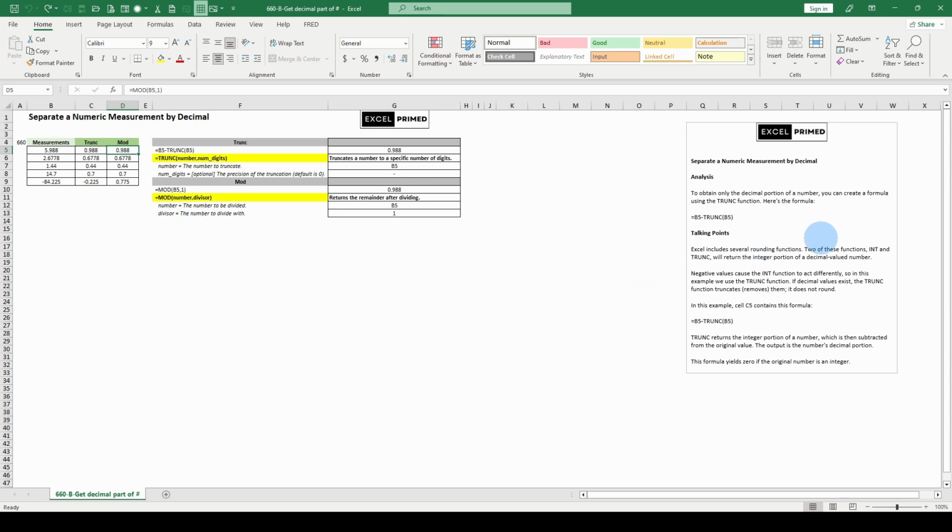If you need a better explanation of trunk, to obtain only the decimal portion, you can create a formula using the trunk, B5 minus trunk. We're just getting the decimal portion. XL includes several rounding functions. This is pretty much a repeat of what you're going to see coming up, so I'm going to leave it at that.